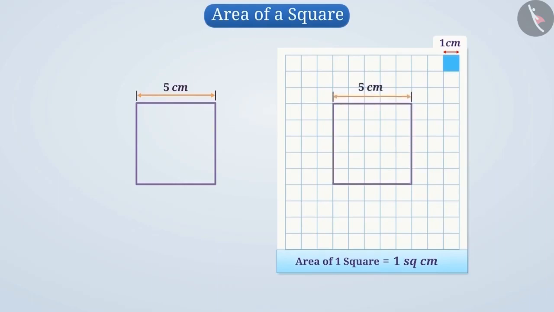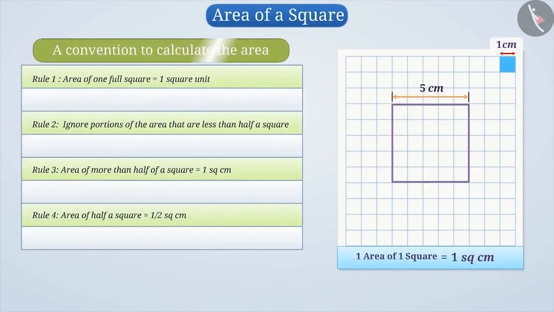In the previous video, we learned a convention to calculate the area of a figure. You may recall the convention by pausing the video. Let's find out the area of the square using the convention. Rule 1. The area of one full square is taken as 1 square unit. We observe that the unit distance in this figure is 1 centimeter. Therefore, here the area of one full square with side 1 centimeter will be 1 square centimeter.